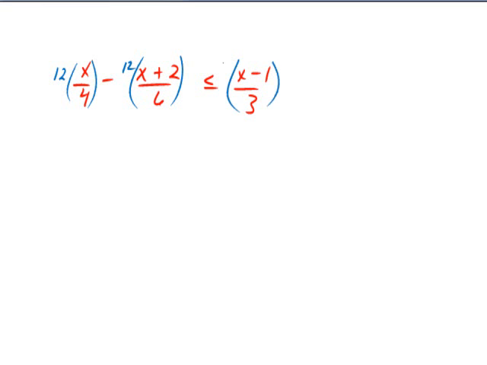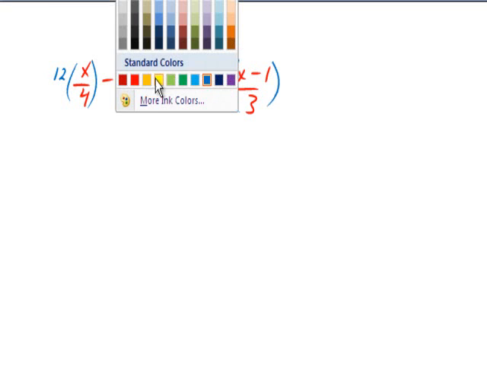Another example. In this example, we have fractions. Like solving a linear equation, it's nice to get rid of the fractions right away. I could do that by multiplying each fraction by the least common denominator, 12. Or in other words, I'm multiplying each side of the inequality by 12. I'm multiplying by a positive number, so my inequality sign does not turn around.